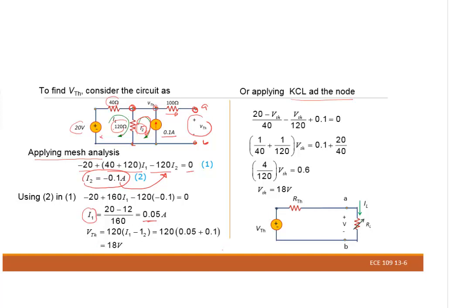When you find I1, if I want to find the voltage across the 120 ohm resistor, V120 ohms will be equal to 120 times I1 minus I2. The reason is I1 is going in this direction and I2 goes in the opposite direction. That gives you 18 volts, so our VTH is 18 volts, and our RTH is equal to 130 ohms.